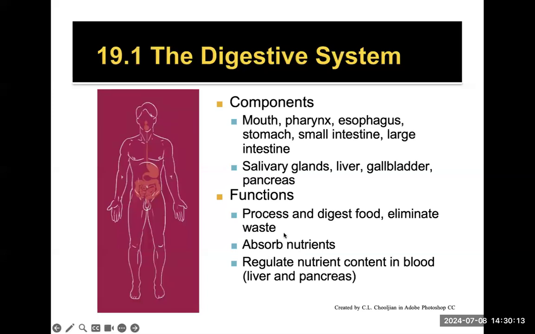The function overall is to process and digest food while also eliminating waste from your body. The idea in consuming food is to absorb nutrients so your body can create energy. And then also the digestive system is going to help regulate the nutrient content in the blood through secretions of the liver and the pancreas.